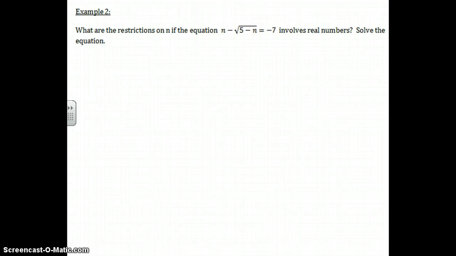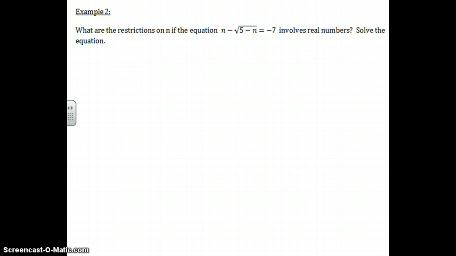Hi and welcome to Math Pre-Calculus 20, Section 5.3, Solving Radical Equations, Example 2. This question asks: what are the restrictions on n if the equation n minus the square root of 5 minus n equals negative 7 involves real numbers, and then solve the equation.